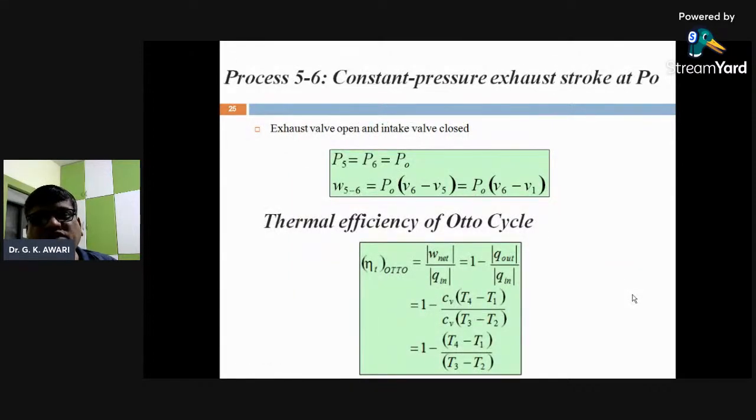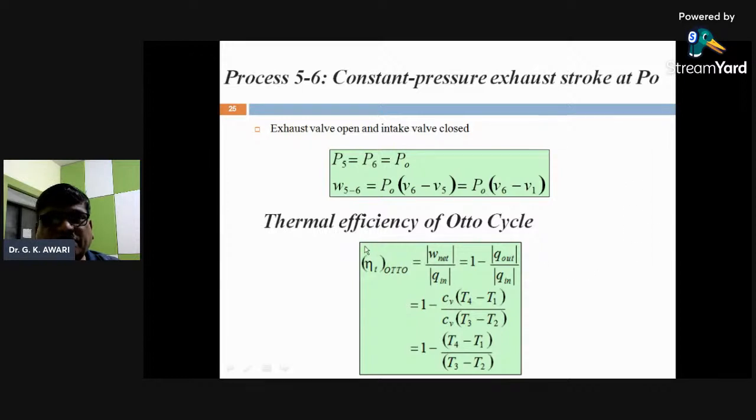Then constant pressure exhaust stroke, which is at the PO. So exhaust valve open and intake valve close. Therefore P5 is equal to P6 is equal to PO. So W56 is equal to PO in bracket V6 minus V5, which is equal to PO into V6 minus V5.